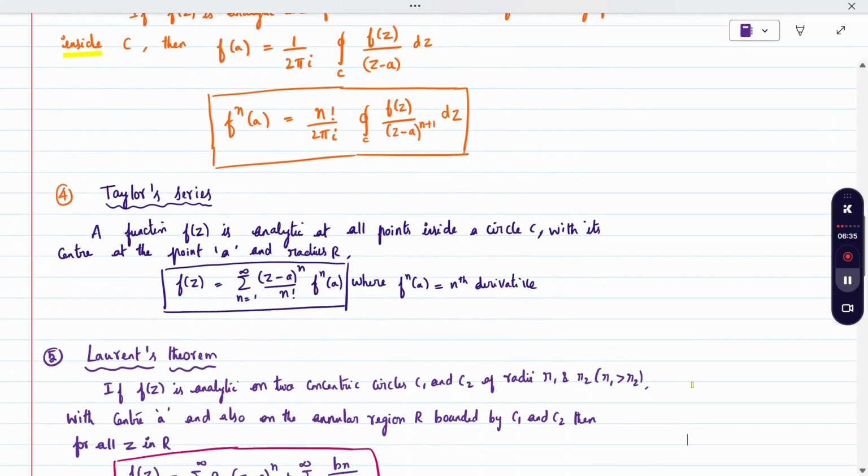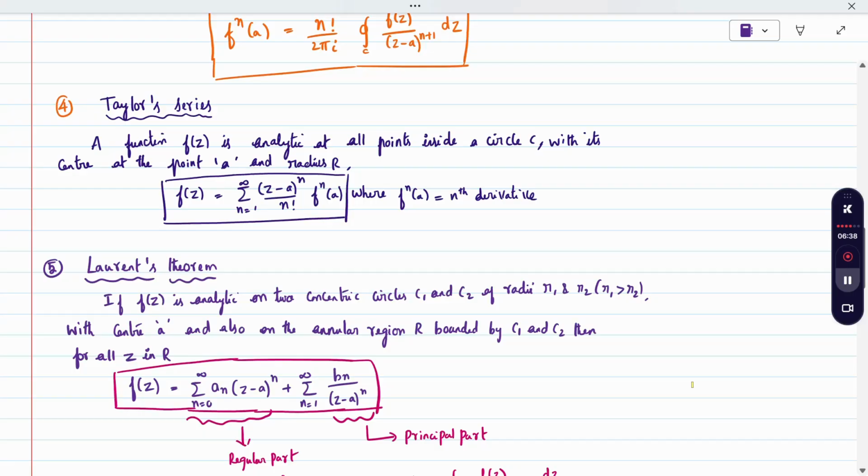Fourth is Taylor series, or Taylor's theorem. If the function f of z is analytic at all the points inside the circle C with center a and radius R, then I can write the Taylor series. We have already studied this in the previous semester, and now it is converted to this form. So f of z is nothing but the summation over n equal to 1 to infinity of z minus a the whole power n divided by n factorial times f n of a, where f n is the nth derivative. F1 means first derivative, F2 means second derivative, and so on.